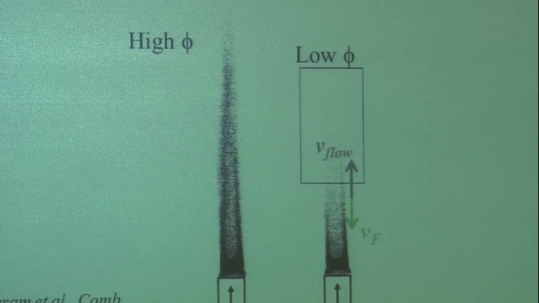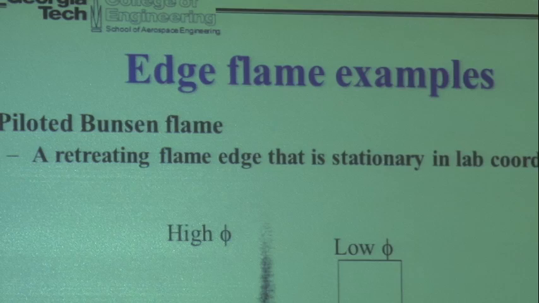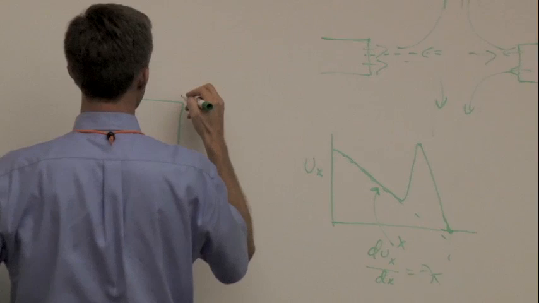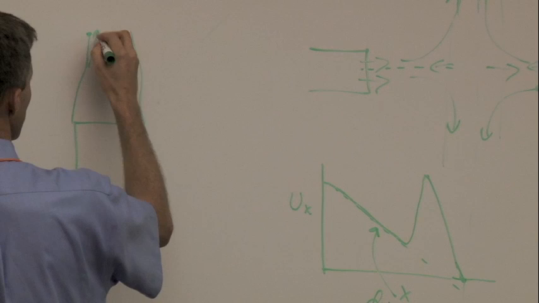It just stops. Reaction stops. And then reactants are pouring out through the middle. That's what's happening here. But that would be an example of a retreating edge, right? Let me just show you there. So if you took like a two-dimensional OH PLIF shot of that flame, the flame would look like this. So the flow has a very strong tangential component. This would be a retreating edge.